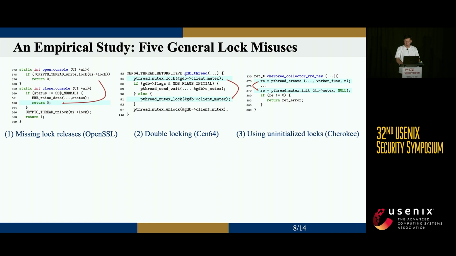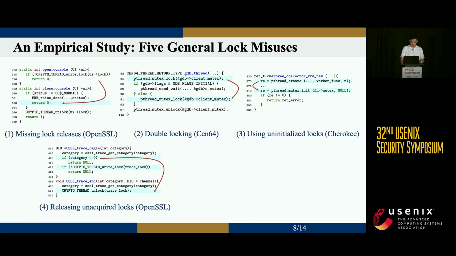In this example, the lock is initialized after creating the child thread. A concurrency error can happen when the child thread uses the lock before the lock is initialized by the parent thread. And the fourth example shows releasing unacquired locks, which was found in OpenSSL.